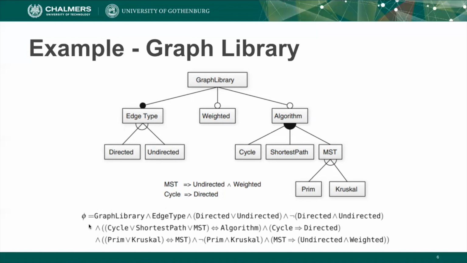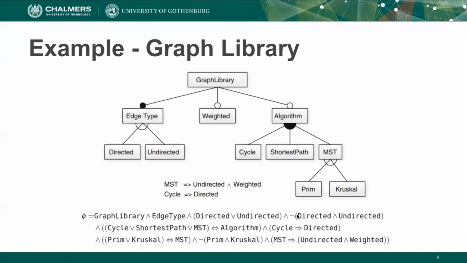Now we get into this a little further and we have this little subset here with algorithms, cycles, shortest path, and MST, right? Now, this one is an unrestricted OR. We can choose one or more of these, right? We must choose at least one, but we could choose all three if we wanted to. So here's our formulas. Cycle or shortest path or MST implies algorithm. There's equivalence with algorithms. So if we choose the parent, we must choose one child. If we choose one child, we must choose the parent. That takes care of this particular bit of the subtree.